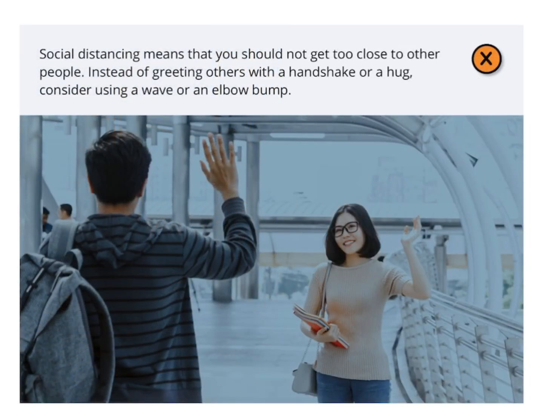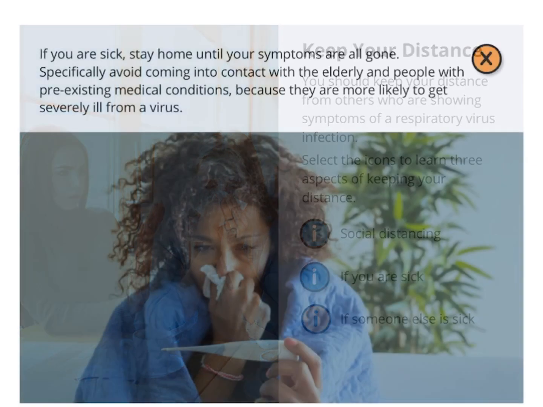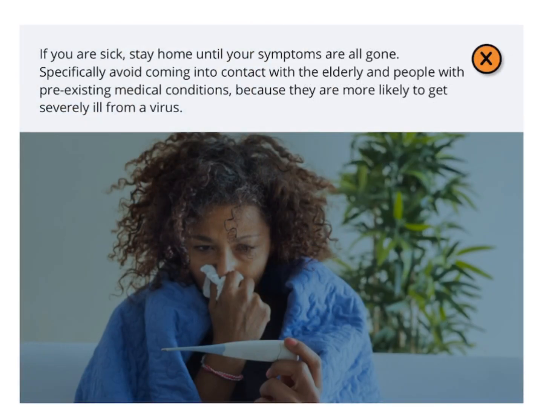Social distancing means that you should not get too close to other people. Instead of greeting others with a handshake or a hug, consider using a wave or an elbow bump. If you are sick, stay home until your symptoms are all gone. Specifically, avoid coming into contact with the elderly and people with pre-existing medical conditions, because they are more likely to get severely ill from a virus.